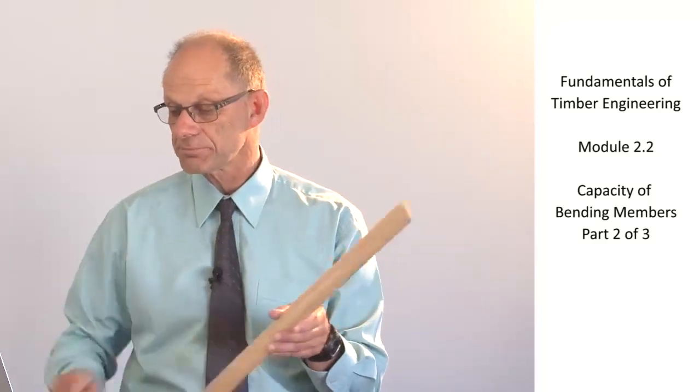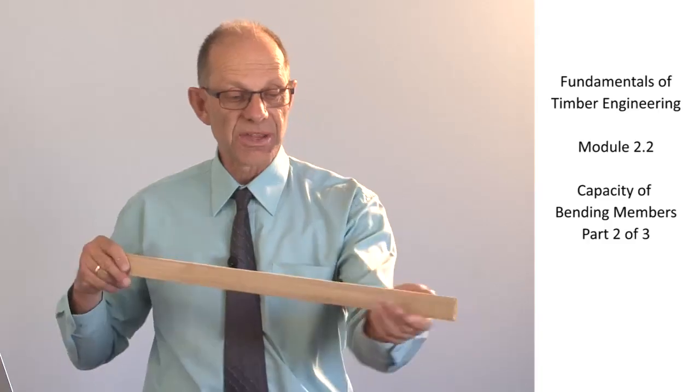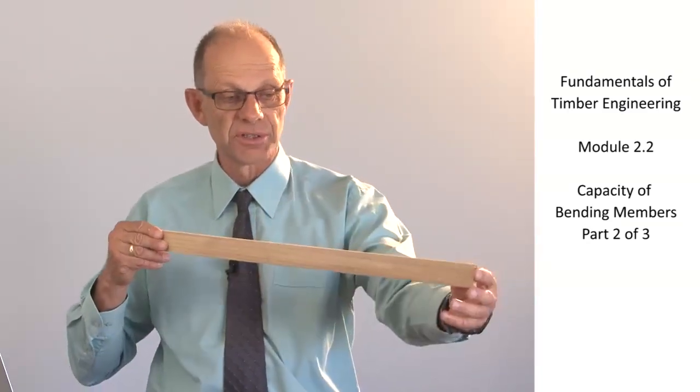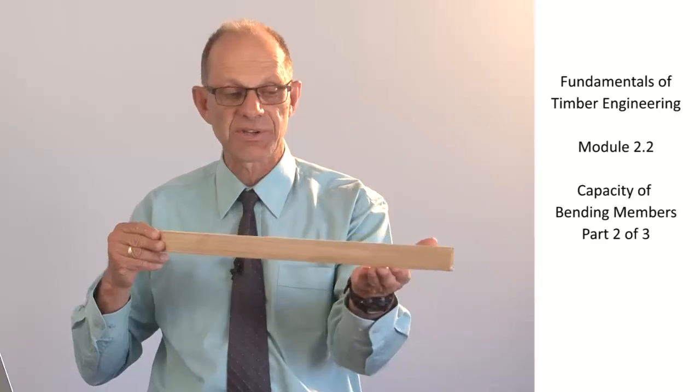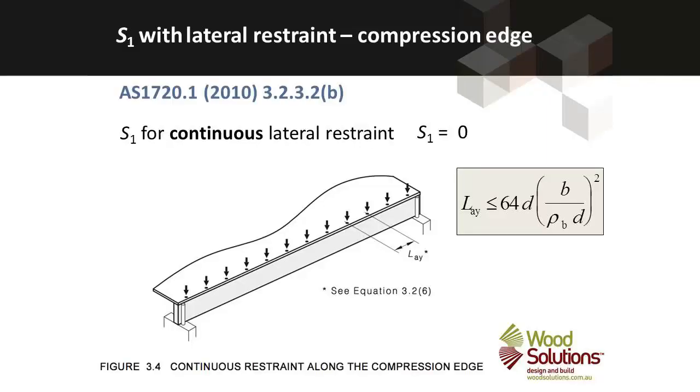If we look at other systems where you have continuous lateral restraint, so that the top edge is continuously fixed to some restraining element, then what we find is that the top edge, which is the compression edge, can't move at all. And so there is no tendency for lateral buckling, the slenderness is 0, and as a result of that, the K12 value is going to be 1.